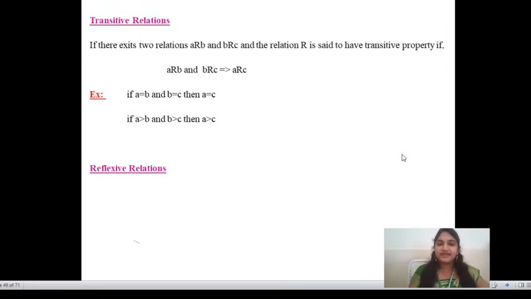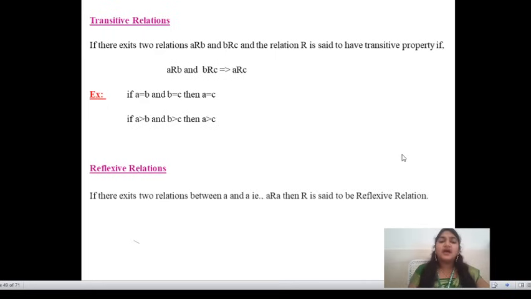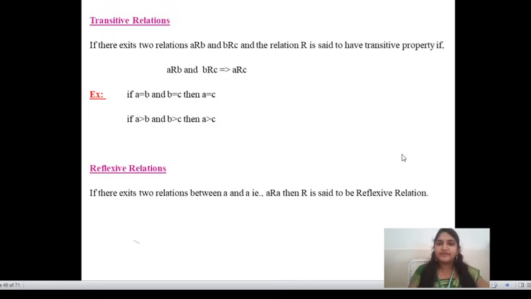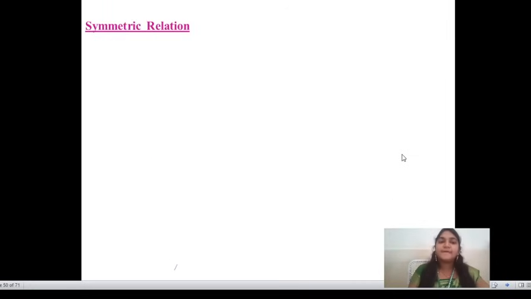Next, coming to the reflexive relation, the name itself tells A reflects to A. Whatever variable we have taken, it is related to itself, like A R A. Then it is reflexive. A is equal to A is reflexive; if A is not equal to A, it is irreflexive.